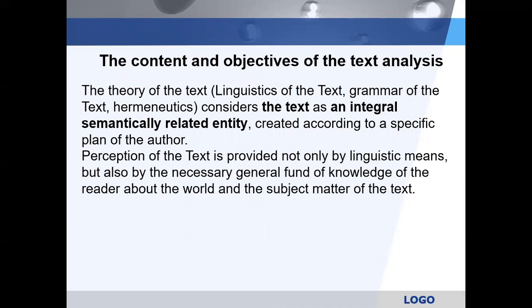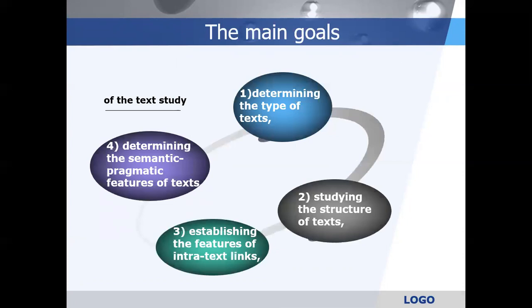So, the content and objectives of the text analysis: the theory of the text, linguistics of the text, grammar of the text, and hermeneutics consider the text as an integral, semantically related entity created according to a specific plan of the author. Description of the text is provided not only by linguistic means, but also by the necessary general knowledge of the reader about the world and the subject matter of the text.